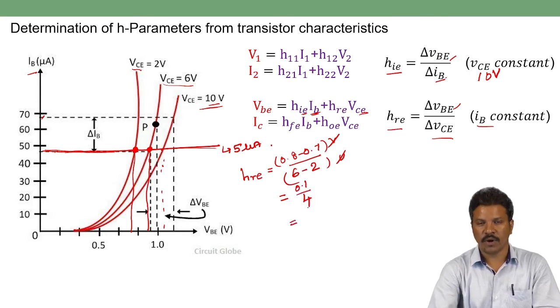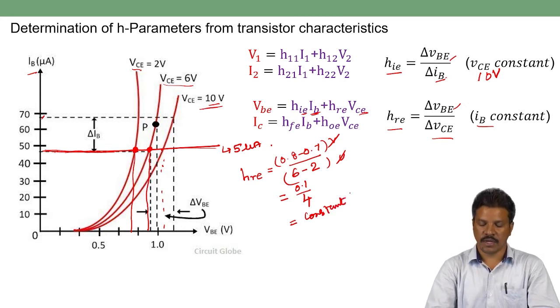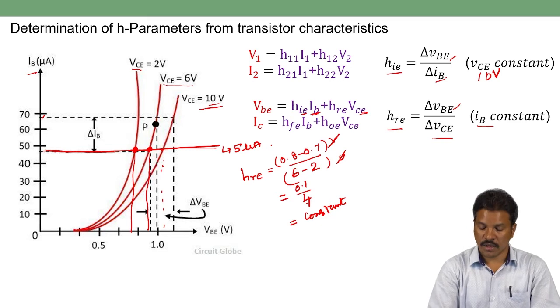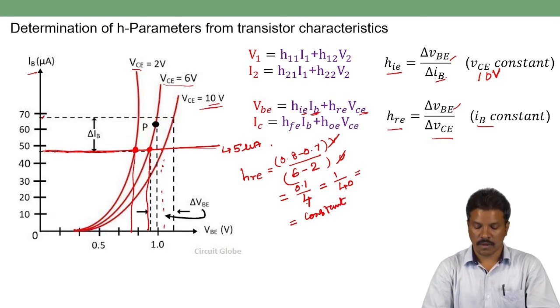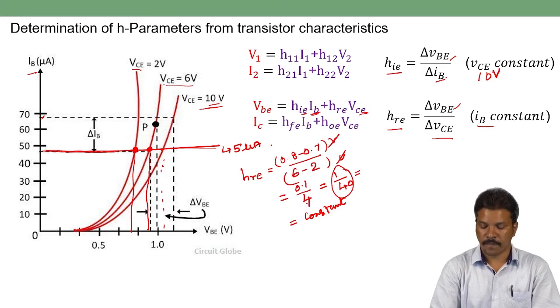So 0.1 divided by 4 gives a constant value. So for the reverse voltage gain, 0.1 divided by 4, we can represent it as 1 by 40. So we can find out the value, and this value is the reverse voltage gain.